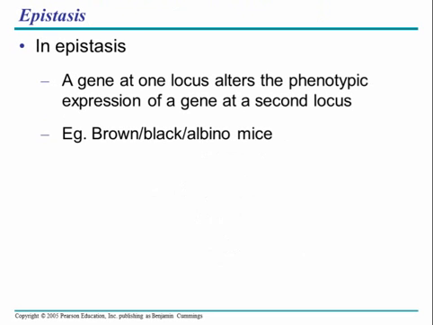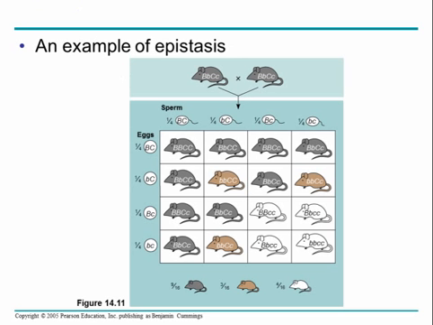Epistasis is when one gene at one location on a chromosome, its protein blocks the expression of a gene at a second locus. So here's an example using brown, black, and white mice. So C is a gene that codes for color, and B is a gene that codes for black when dominant and brown when recessive. So this mouse, when the color gene is dominant, it allows the expression of the black or brown gene, and thus this mouse is black.